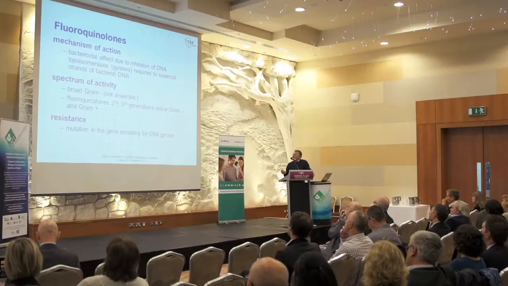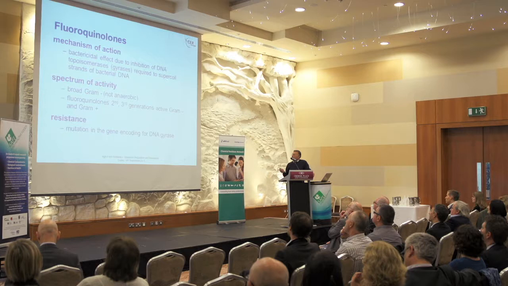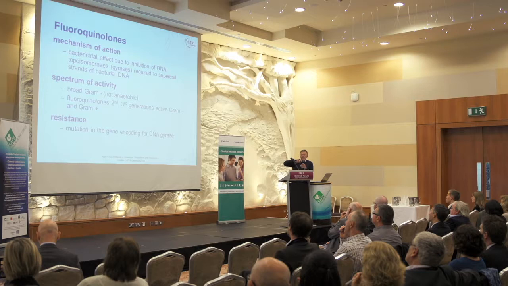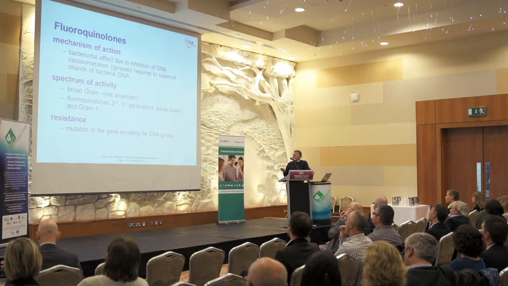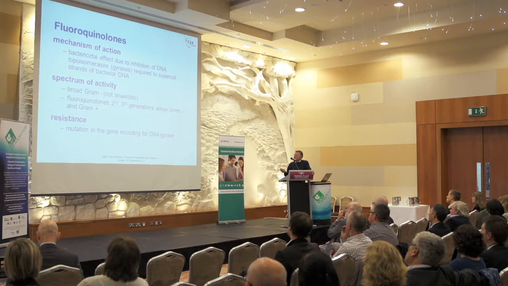The mechanism of action is totally different. In this case, it's DNA topoisomerase called gyrase. This is necessary to supercoil the two strands of DNA. So it's due to the inhibition of this enzyme. It acts, again, mainly against gram-negative bacteria. And the fluoroquinolones of the second and third generation are also active against gram-positive. The resistance is due to a mutation of the gene encoding this enzyme.